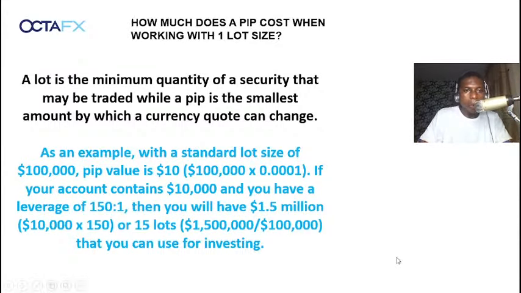Now, look at this illustration here. As an example, a standard lot size is 100,000 units. So a pip in a standard lot size is $10. That's it. A pip in a standard lot size is $10. Awesome. So you can just grasp this, look more into the lot size and understand it perfectly.